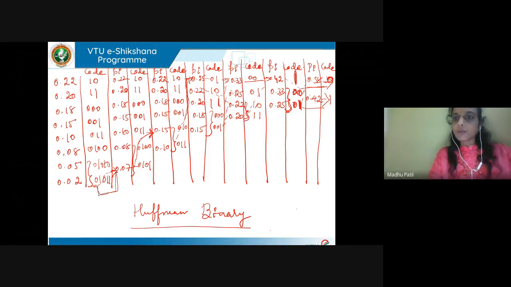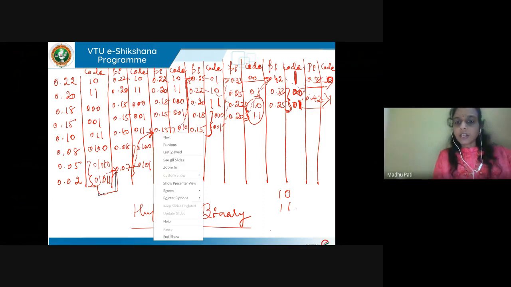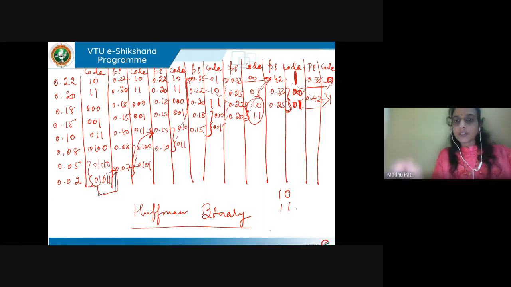These two symbols form the composite symbol 0.42. What is the code here? 1. So it should be 10 and 11. That is what I have written, 10 and 11. Next, coming back to the previous column, 0.25 is 01, 0.22 is 10, 0.20 is 11. But 0.18 and 0.15 form a composite symbol. What is the symbol? 0.33, whose code is 00.